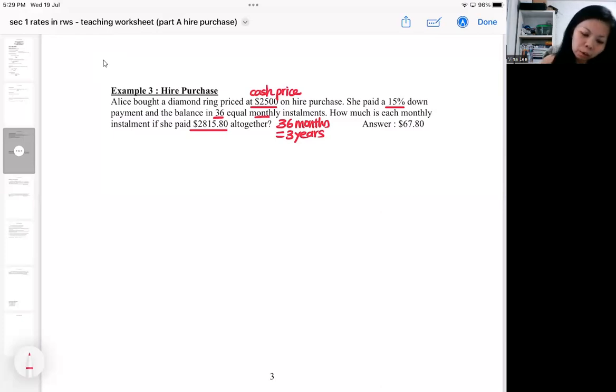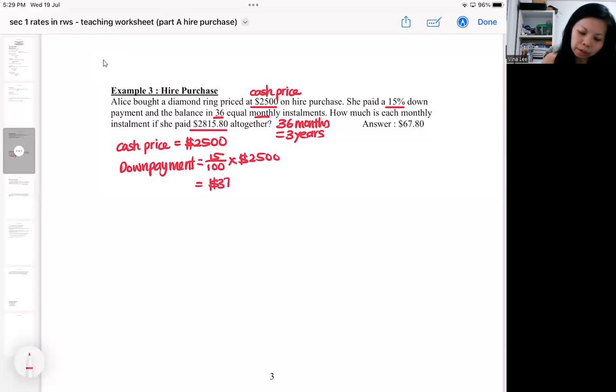Okay, so let's go through the whole process first. Cash price. And then the down payment, which is 15%, which gets you 375. And then 2815.8 is actually the hire purchase price. So remember, the hire purchase price is always more than the cash price because you got to pay interest for it.